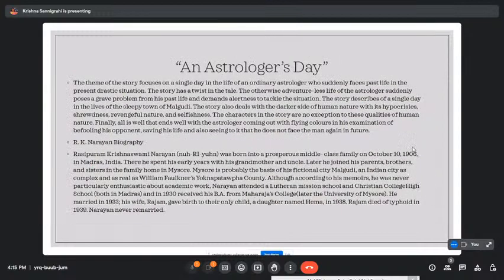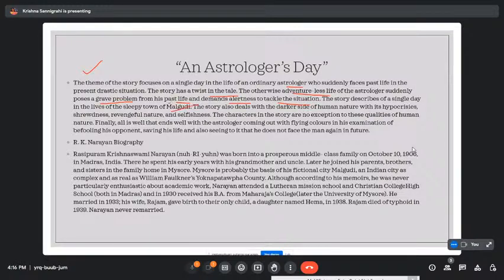The theme of the story focuses on a single day in the life of an ordinary astrologer who suddenly faces his past life in the present drastic situation. The story has a twist in the tale. The otherwise adventureless life of the astrologer suddenly poses a grave problem from his past life and demands alertness to tackle the situation. The story describes a single day in the life of the sleepy town of Malgudi.